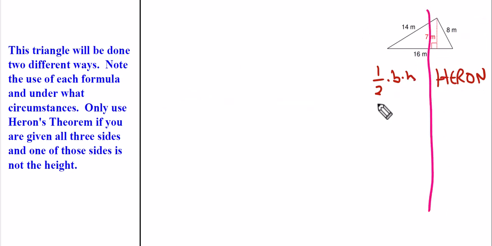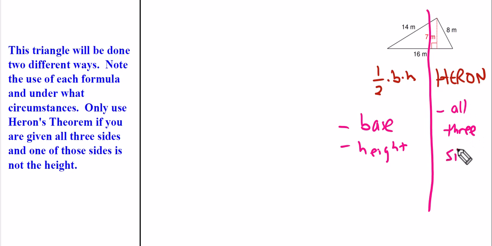Now remember, if I'm going to do this one, the simpler one, I need to have the base and I need to have the height. And usually the height is going to be labeled with this little perpendicular sign. If it's Heron's theorem, I need to have all three sides. Now, if it fits in neither of these two options, then we can't find the area of the triangle.